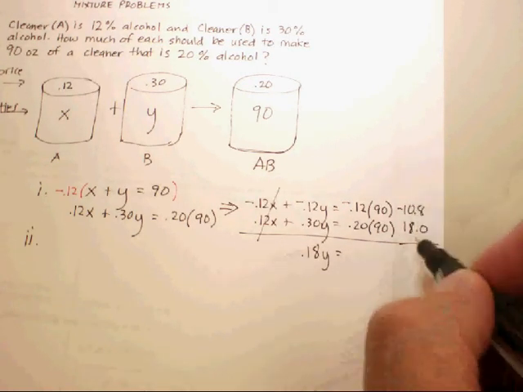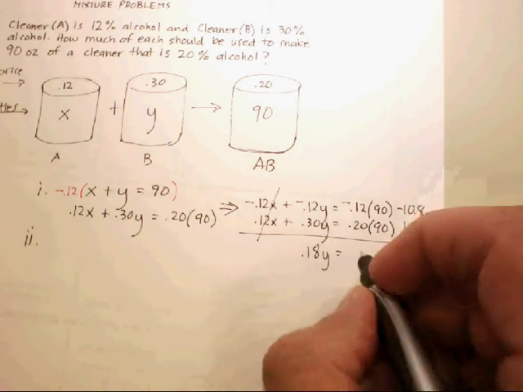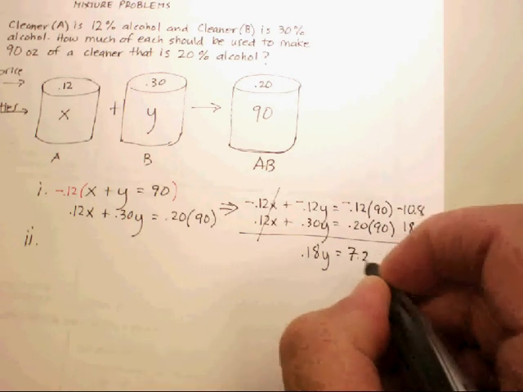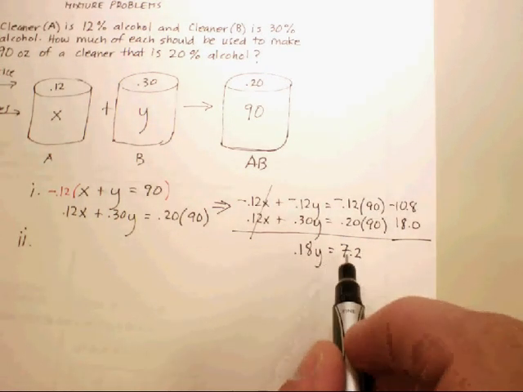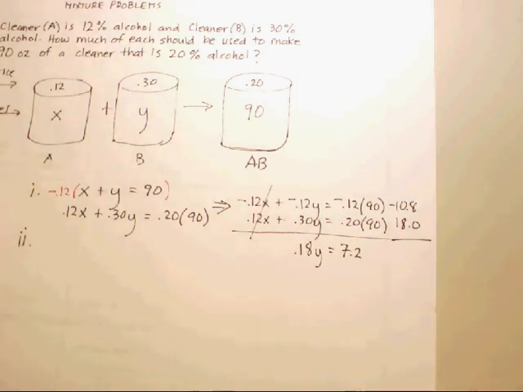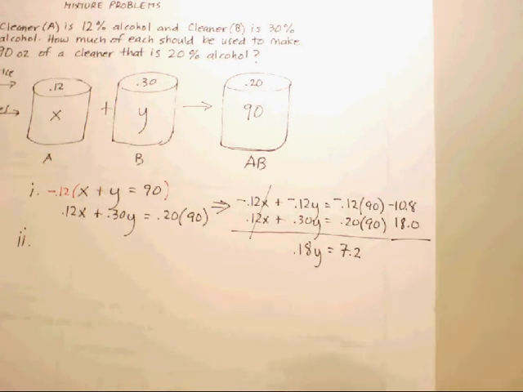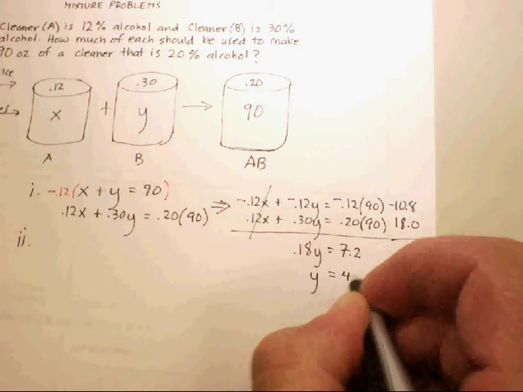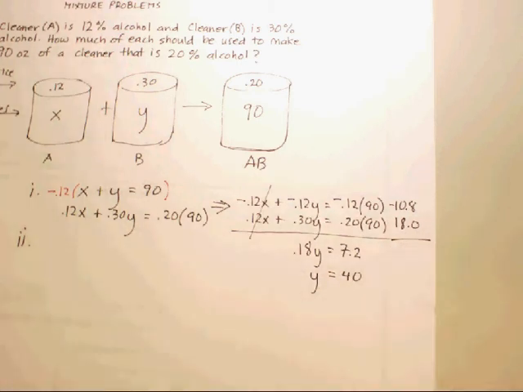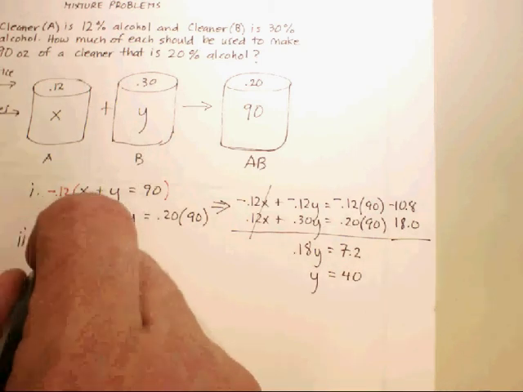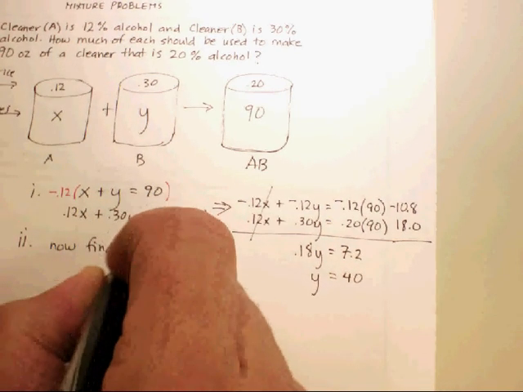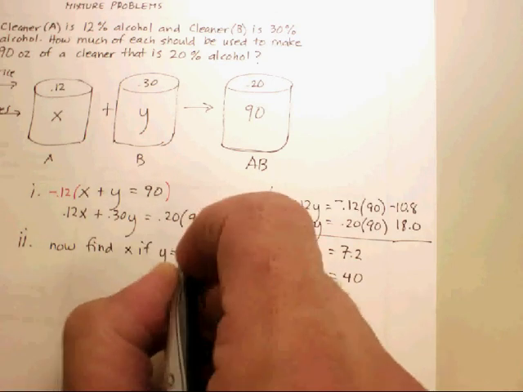Add those two up, and I'm going to get 7.2. Okay, so 0.18y is equal to 7.2. Let's divide 7.2 by 0.18, and I get 40. So y is equal to 40. That sounds pretty good. It definitely makes sense in the course of the problem. It's not greater than our number over here. So if I have y, now find x if y equals 40.